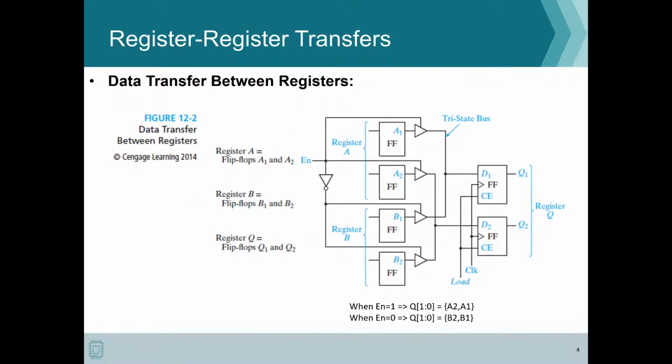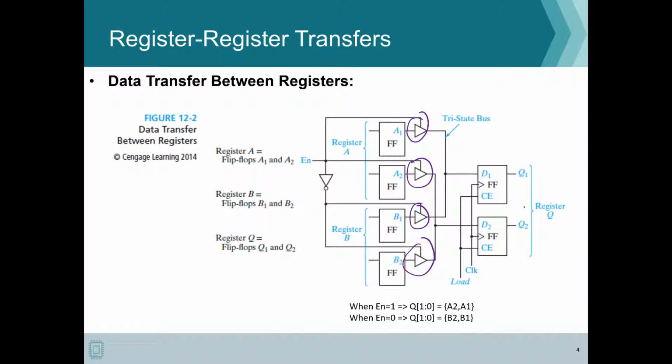So here we see how we can transfer the values from 2 different flip-flops or 2 different sets of flip-flops to 1 set of flip-flops. So we use tri-state buffers. This is an example of how a register to register transfer will happen.